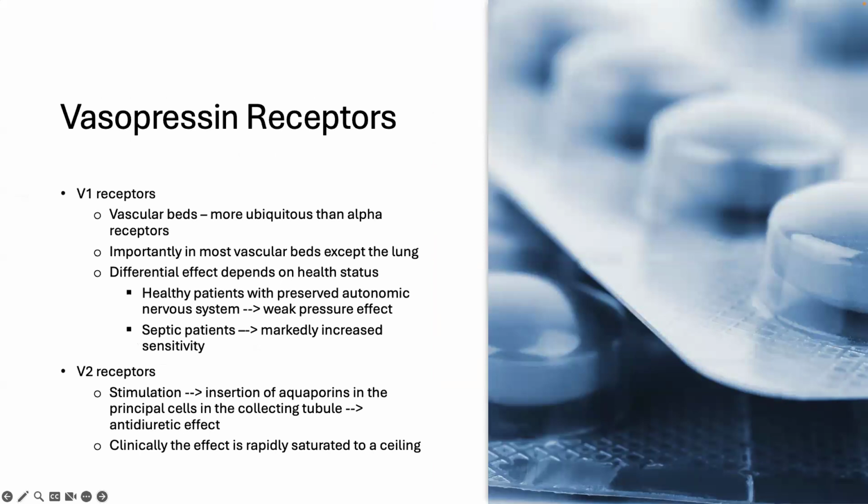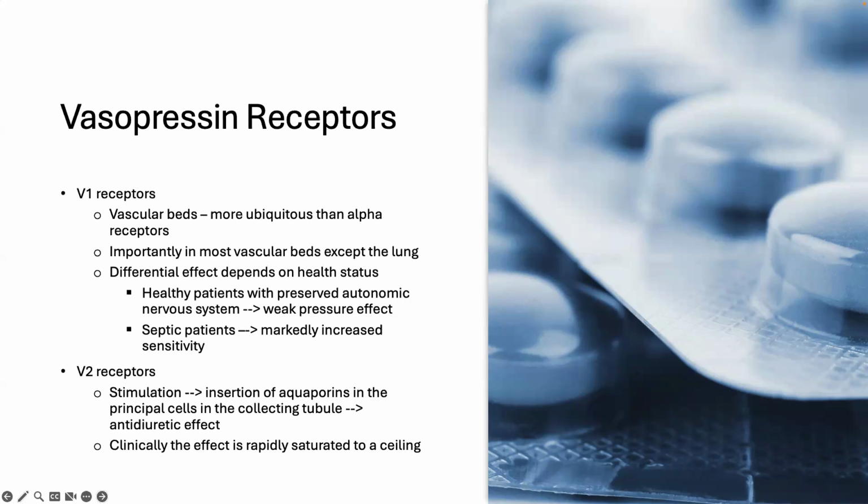Another receptor that's important is vasopressin receptors. And I think that we don't pay enough attention to vasopressin receptors. Vasopressin receptors are very important in maintaining blood pressure. So there are 2 receptors. There's a V1 and a V2 receptor. The V1 receptor is found in vascular beds. They're in fact more ubiquitous than alpha receptors. And importantly, they're also not found in the pulmonary vasculature.